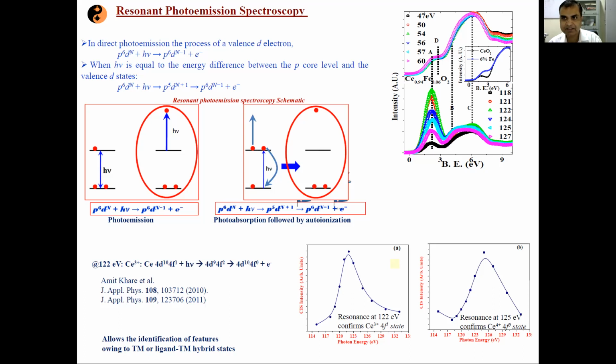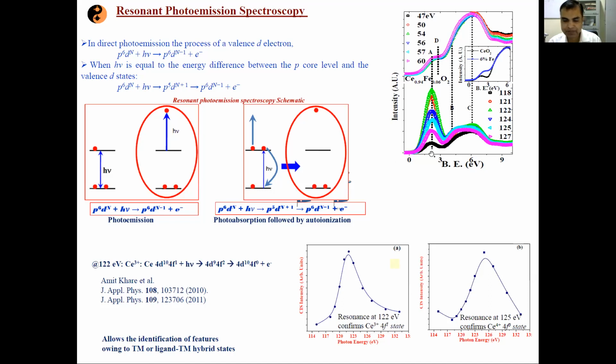Now you will understand it better if I show you this particular example. This is an iron doped cerium oxide system. In cerium oxide, cerium should be present in the 4+ state. But because of oxygen vacancy and iron doping, you can have some formation of cerium 3+ state. So in your system, you can have a mixture of cerium 3+ as well as cerium 4+. If you just record its valence band spectra, you get a valence band spectrum something like this.